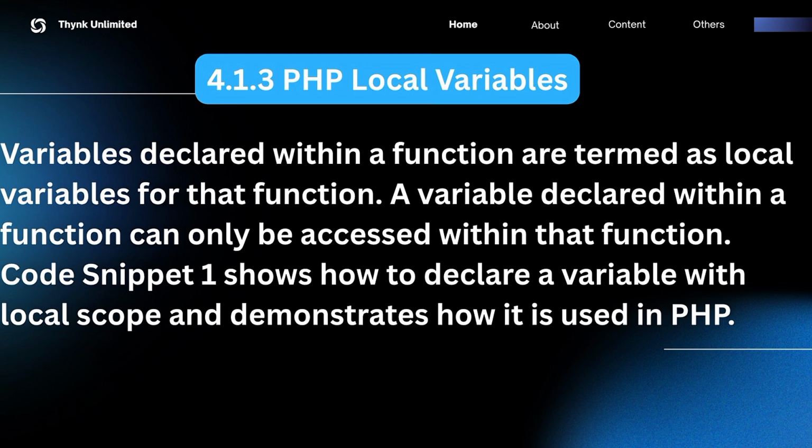By keeping variables private to a function, developers can control how data is used and avoid conflicts with variables outside that function. In practice, PHP local variables are ideal for temporary calculations, loops, and data handling that only belong to a specific task within the program.